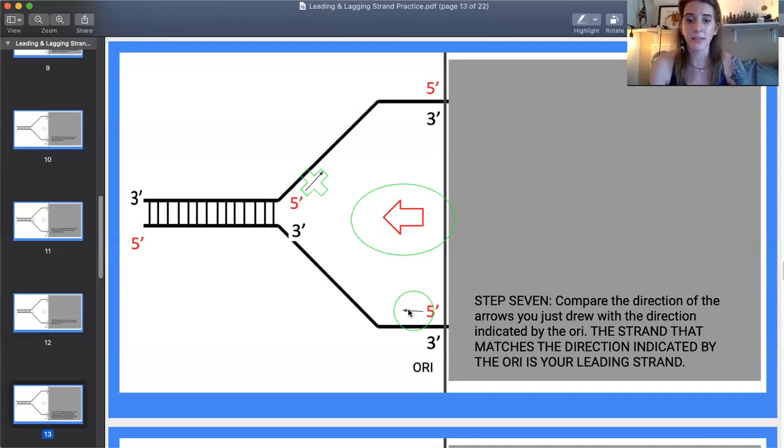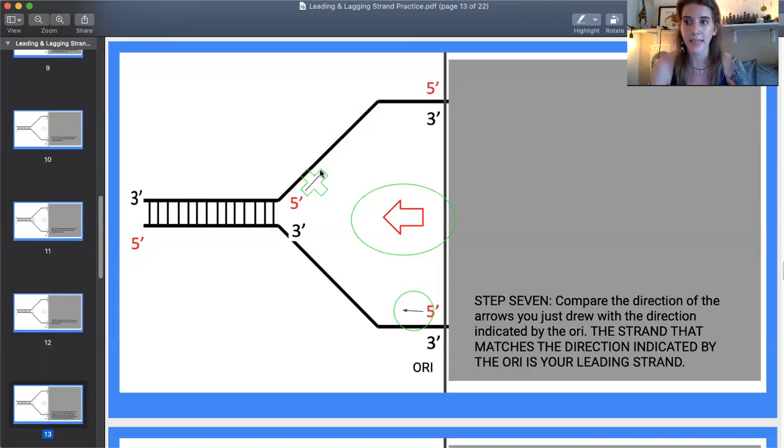And so we can see clearly that this direction and this direction match, which means that the cell isn't going to have to do any additional work to make this occur, because it's naturally going to be synthesizing in the direction that the origin of replication is going. So this is going to be the leading strand. Whatever strand has that exact same direction is going to be the leading strand.